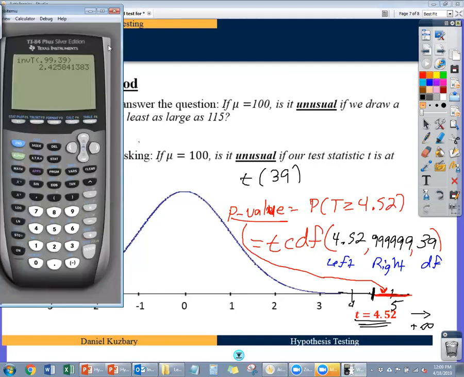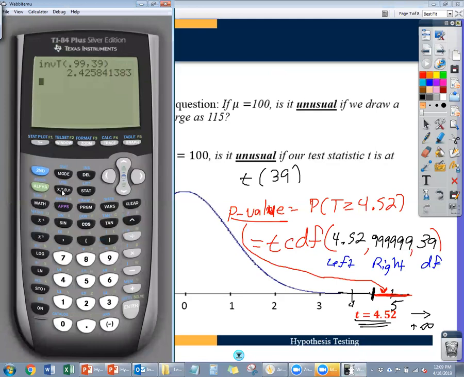So TCDF, let's see if I can make this a little bigger. TCDF is under second vars, and it's down here. There's normal CDF, and TCDF is just a little bit lower. Your left side is going to be 4.52. Your right side is going to be 9999999. Your degrees of freedom is 39. That's exactly how I wrote it. If you've got an older calculator, you write it the way I wrote it. You hit paste, hit enter again, and you get something microscopic.